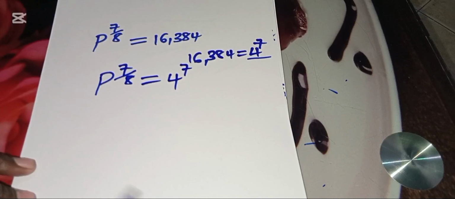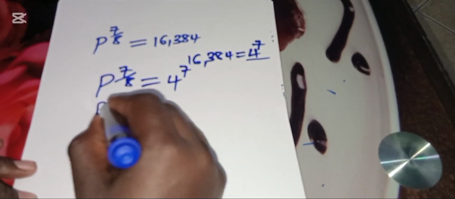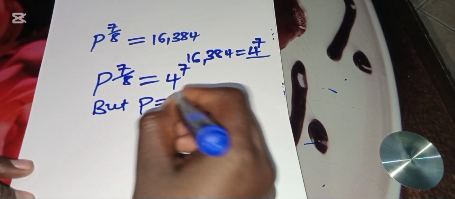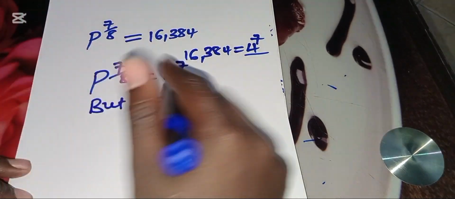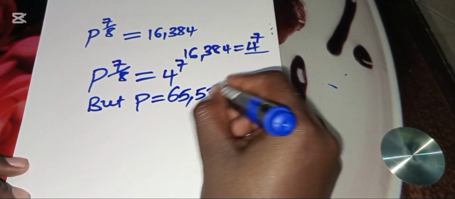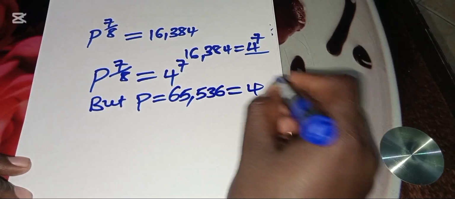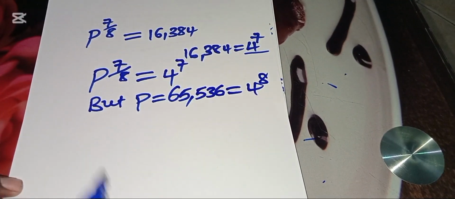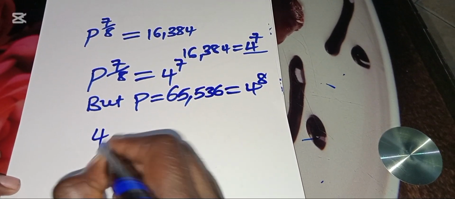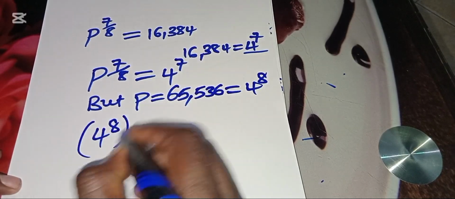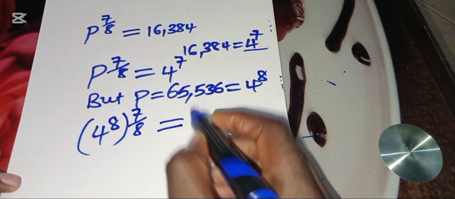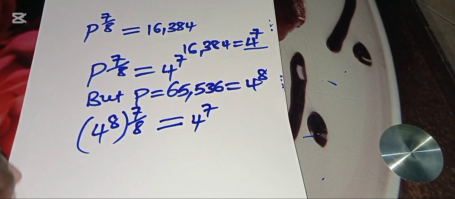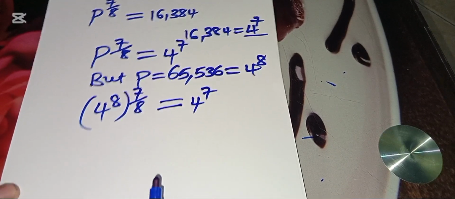Okay. But p is equal to 65,536, as we have calculated. And this can be expressed as 4 raised to power 8. So since we have p, which is 4 raised to power 8, raised to power 7 over 8, this should give us 4 raised to power 7. Okay, let's check if this is true.